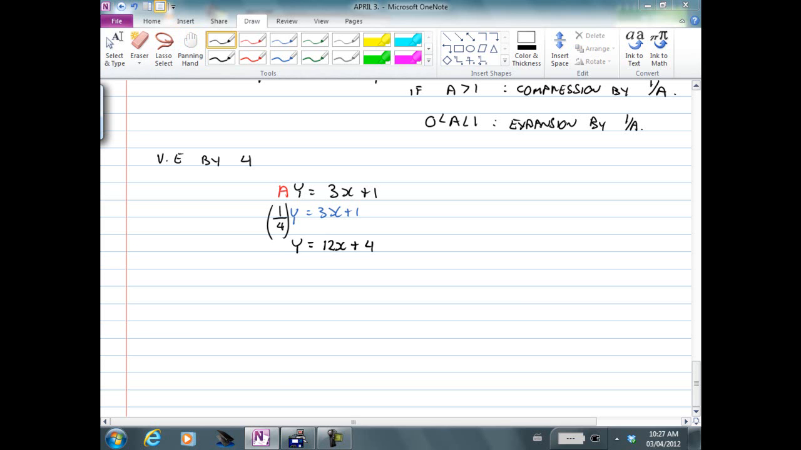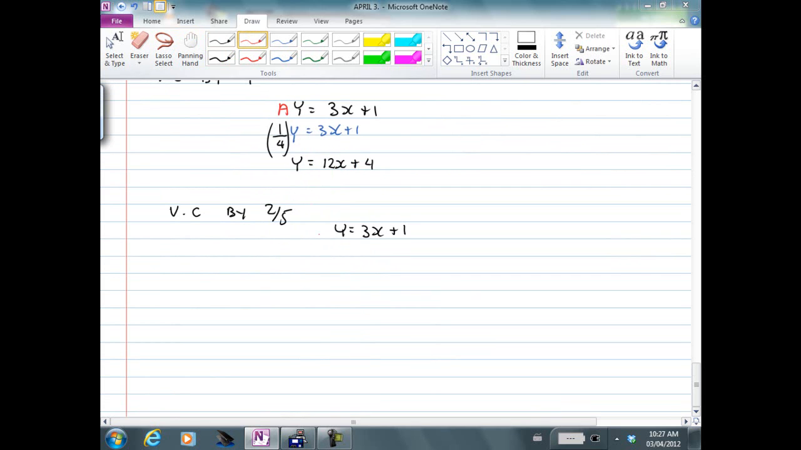That's what theory is. What if I give you this? I want you to create an equation with a vertical compression by 2/5. A vertical compression by 2/5. Exact same equation. Y equals to 3x plus 1. What are you going to replace y with? That's what I want to know. Ay. Now find the value of a. Ay equals to 3x plus 1.